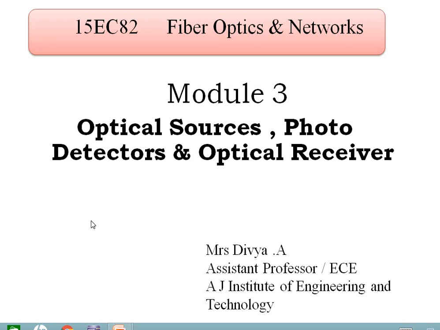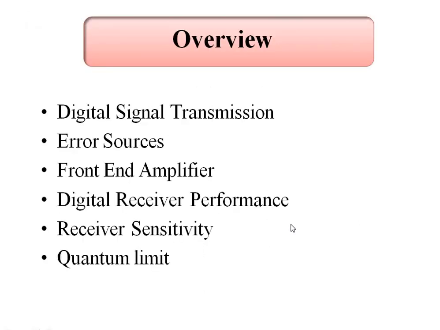So today we'll be discussing the last part of Module 3, that is the optical receiver. In this video series, we'll be discussing digital signal transmission, error sources, front-end amplifier, digital receiver performance, receiver sensitivity, and quantum limit.